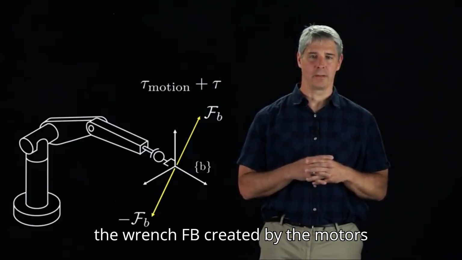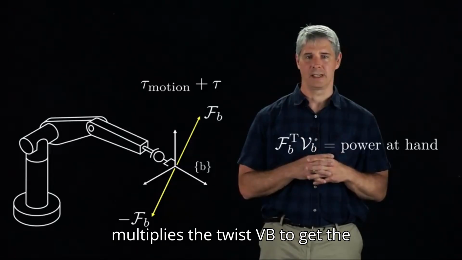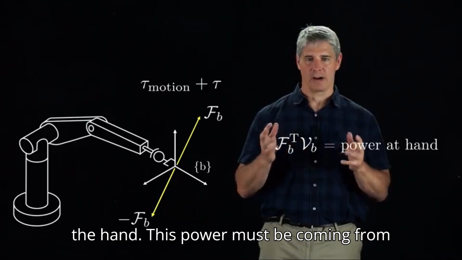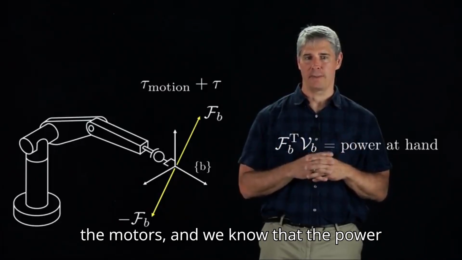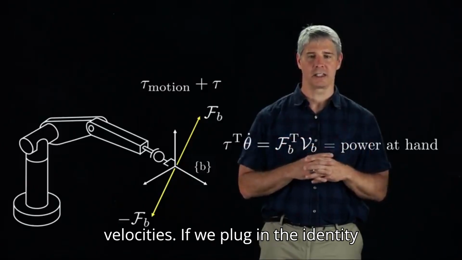In the B frame, the wrench FB created by the motors multiplies the twist VB to get the mechanical power produced or consumed at the hand. This power must be coming from the motors, and we know that the power produced or consumed by the motors is the joint torques dotted with the joint velocities.